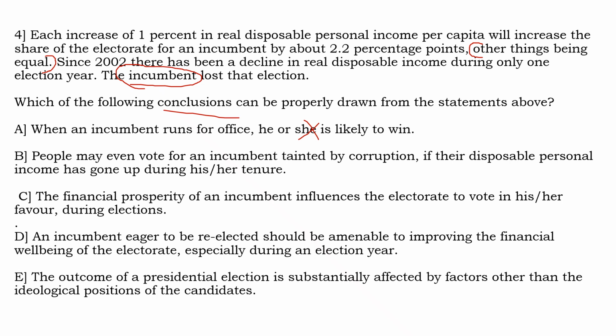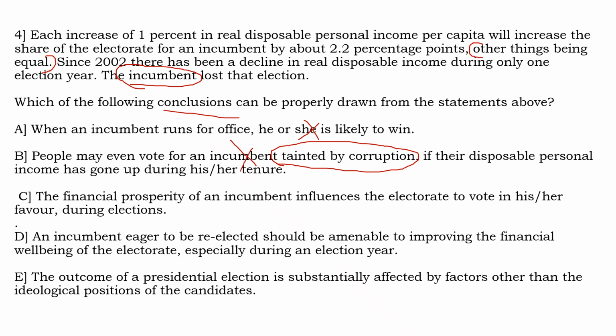If there is an increase in their own personal income, they will vote for the person who has ruled them so far, so that they can increase their income. That is the meaning. So here, other things being equal is very, very important. Here the other things are not equal because the incumbent is tainted by corruption, so he is not equal to the opponent. So in such cases you cannot make this conclusion. So that is why this is wrong.